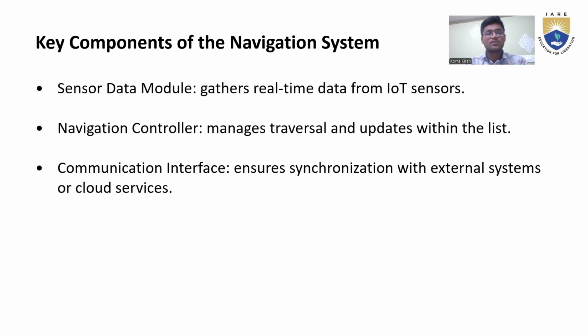And the key components of the navigation system are, mainly, sensor data, one of the keys, because through the sensor data we get something like sound which we are able to listen to. Another is the navigation controller, which manages the traversal and can update the information within the given list. And the communication interface lets external systems communicate.